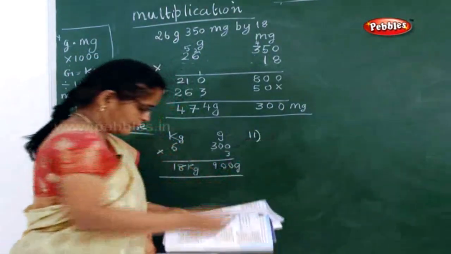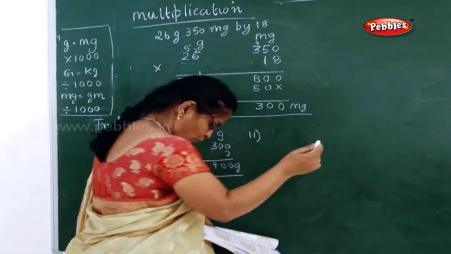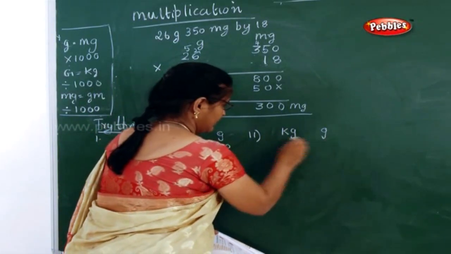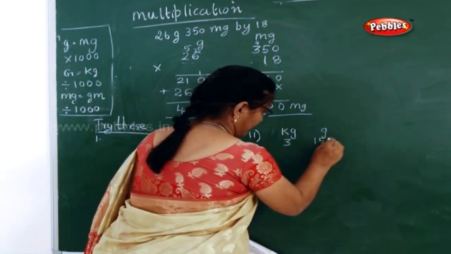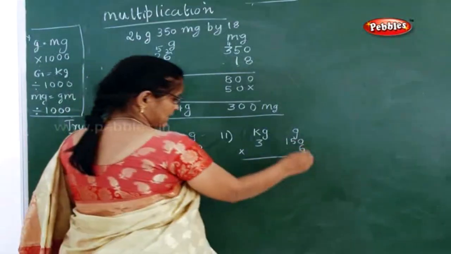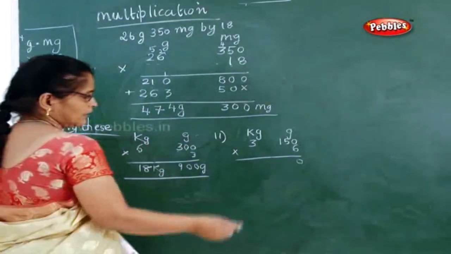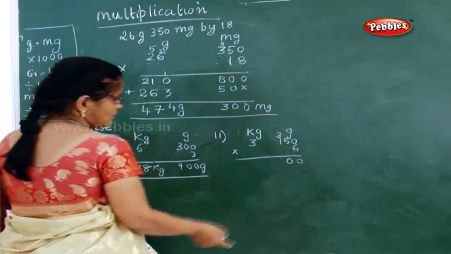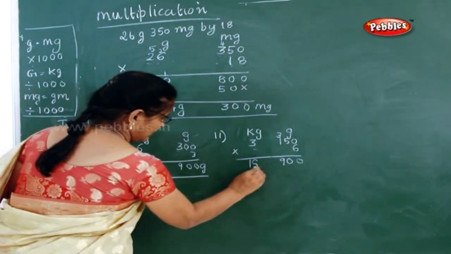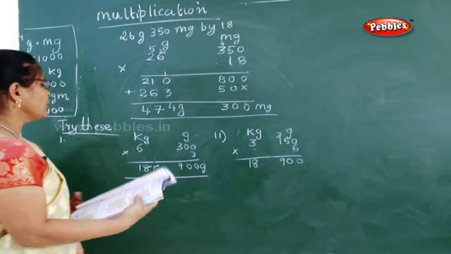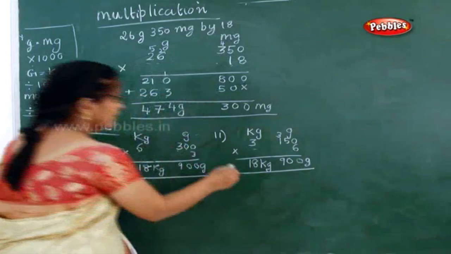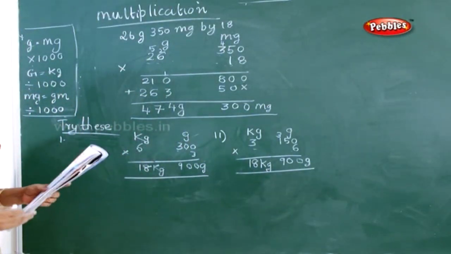Now what is the second sum they have given? 3 kg and 150 gram into 6. Now what is it? Kg and gram. 3 kilogram and 150 gram. You have to multiply with 6. 0 6s are 0. 5 6s are 30. Immediately 3. So 1 6 is 6. 6 plus 3, 9. What is 3 6s are? 18. So now what you have to write here? Immediately 18 kilogram and 900 gram. Is it clear now? 18 kilo and 900 gram.